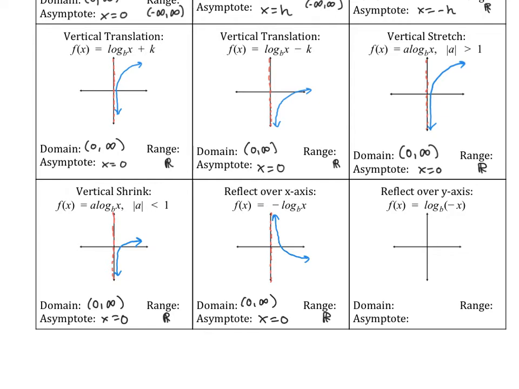Okay, and then the last transformation you might see is if we multiply the x value by a negative right here, it will actually reflect over the y-axis. So instead of having a graph that goes like this, we are going to have a graph that goes something like this. Again, our asymptote is unmoved, so x equals 0, and our domain is actually going to change because this time it's everything to the left of our asymptote. So it's negative infinity to 0, and our range is still all real numbers.